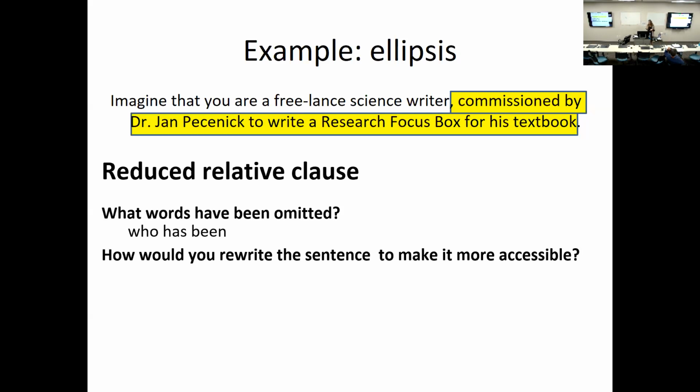Okay, if no one will volunteer, what do they think? Oh, Kathy's got one. Oh, good, Kathy, I'll read yours. "You are now working as a freelance science writer after completing school. Dr. Jan Picnic has hired you to write a research focus box for his textbook." That's nice. Oh, I love it. And you've taken out "imagine," yes, which, actually, why is it there? I mean, do we need it?